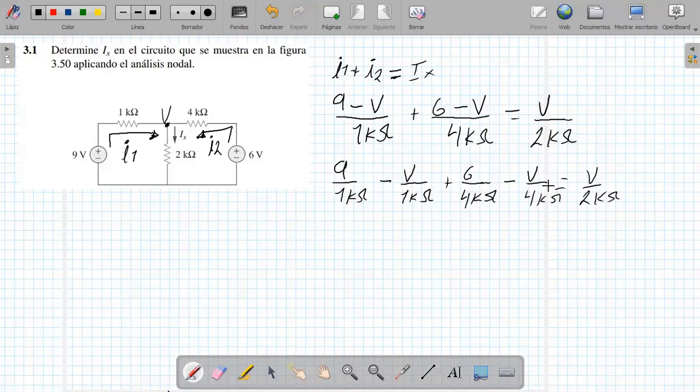Now what we are going to do is leave the variables V on one side and the constants on the other side. I'm going to pass everything that has the variable V to the other side of the equal sign. So, I'm going to place here V over 2K. This one that has a negative sign passes with a positive sign, V over 1K, plus V over 4K, equals 9 over 1K plus 6 over 4K.